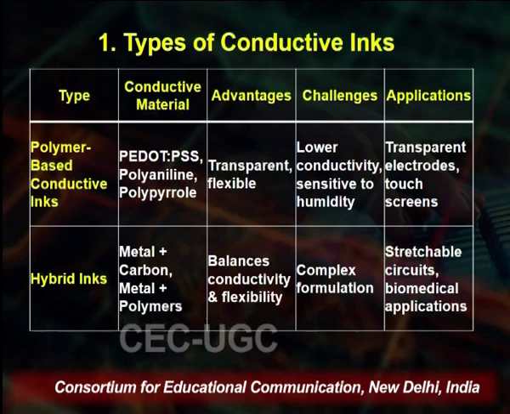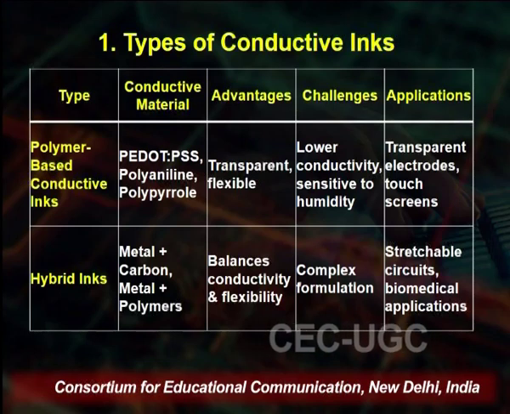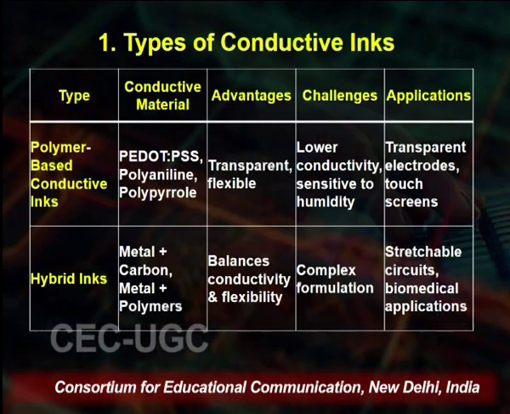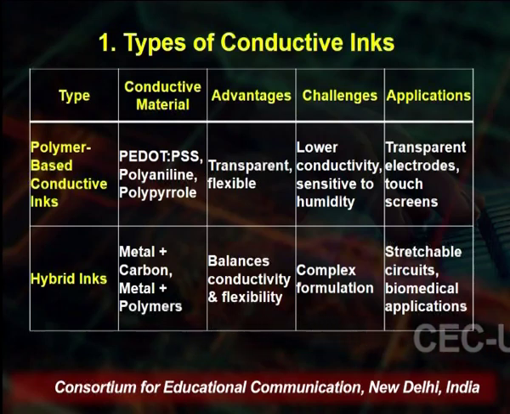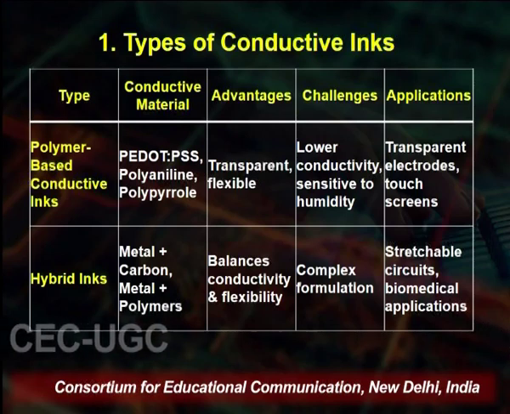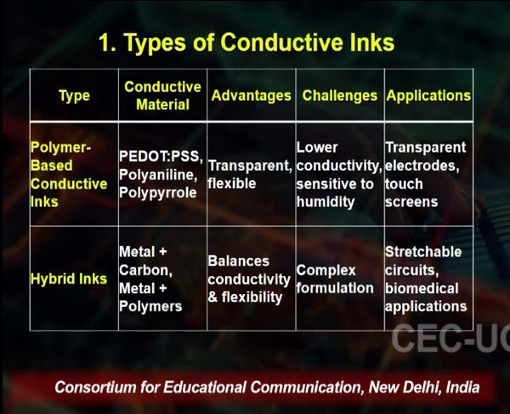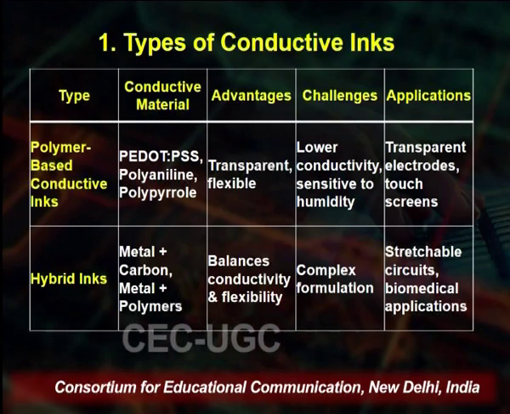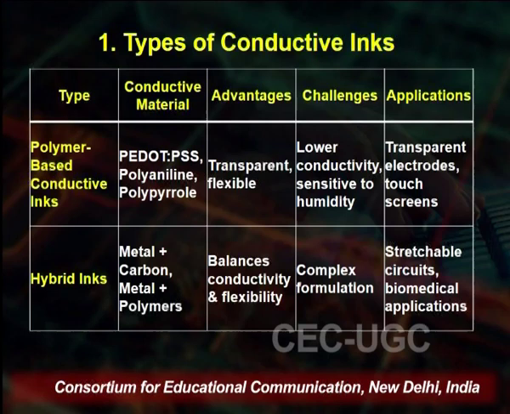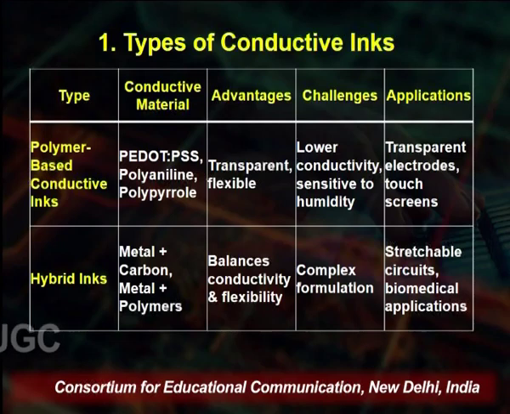Another is the hybrid ink. That ink is used when we need a metal plus carbon, or metal plus polymer, as the requirement. So it has balanced conductivity, it is flexible, and it has a complex formulation. Moreover, we can prepare stretchable circuits, and we can prepare biomedical applications using the hybrid ink. It should be environmentally friendly.